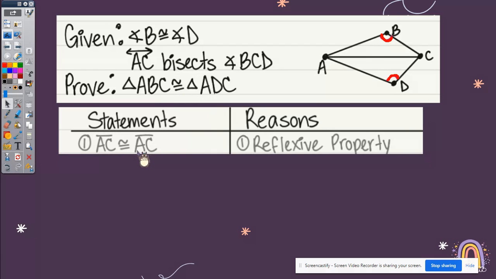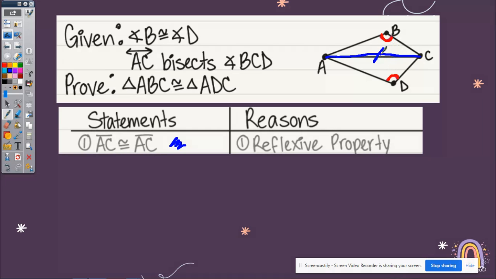I decided not to start with the given. I actually started with one of the easiest properties. AC is congruent to AC by reflexive. I am going to do that in blue. So AC is congruent to the top as it's congruent to the bottom.